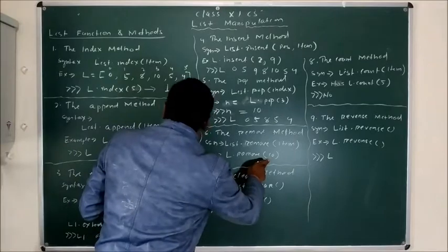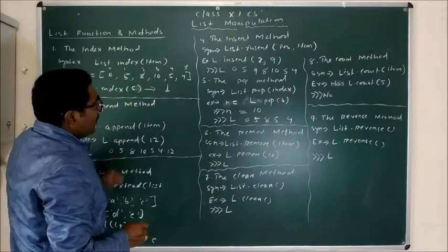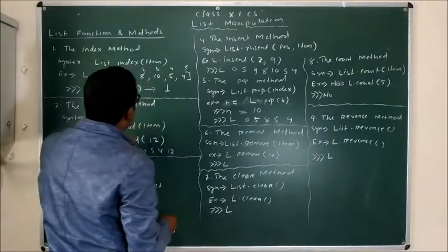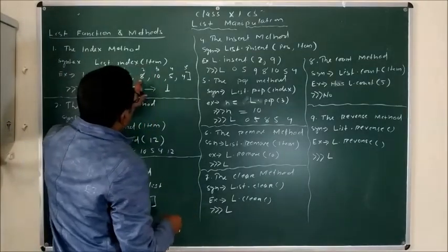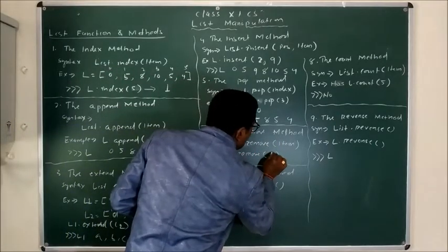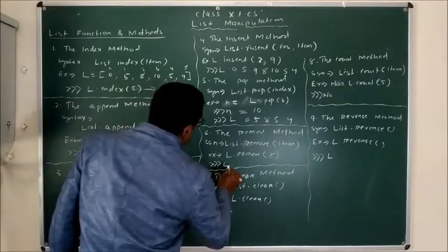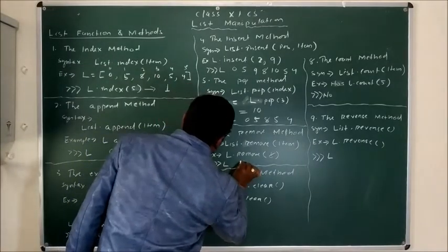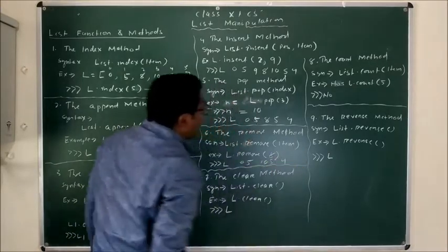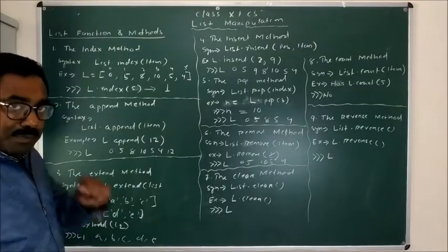This is the complete L list. 10 will be removed. So after that, if you want to display, it will display 0, 5, 8, 5 and 4. Suppose instead of this I am writing 8. Then what happened? The 8 will be removed. Now what will be the content of the list when we are displaying this? 0, 5, 10, 5 and 4 will be displayed as the content of the list.